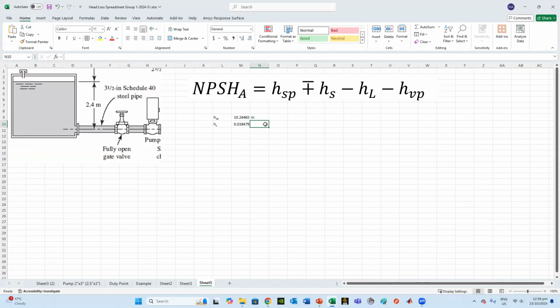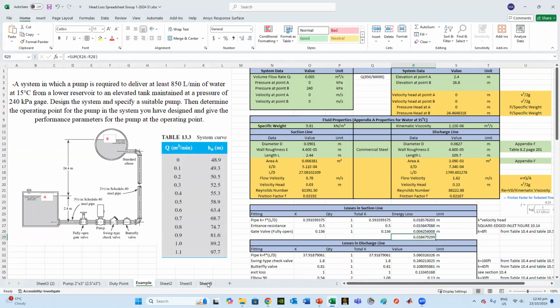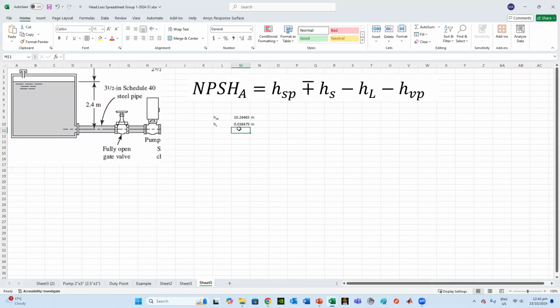All right, again, that is a meter. So again, we're talking about the suction line for that, HL, we got these values. All right, what's next we need to do is to calculate the following values required for our example. So what are the required things we need to do is H vapor. So we got HSP, we got H losses, H vapor, H VP.